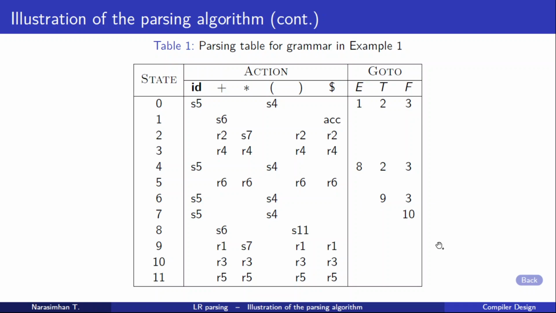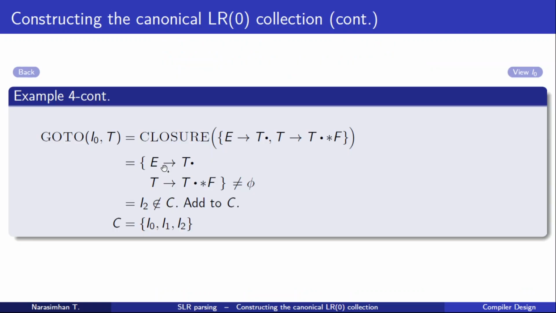Let us take I2. In I2 you have two items. One is a reduce item, another one is a shift item. So let us first take the reduce item. E gives T dot. So what should you do? You should first find follow of E. What is follow of E? Plus, right parenthesis and dollar. So in all those columns you are going to write the production reduce E gives T.